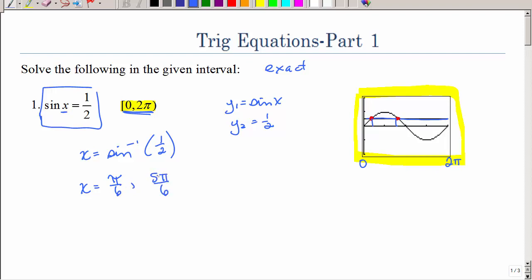If you punched it into your calculator in radian mode, you're going to get some yucky decimal. Don't want that. But if you put your calculator in degree mode and you punch that in, your calculator is going to say 30 degrees, which you could change to pi over 6. But your calculator is only going to give you this one. You have to know that sine is also positive in quadrant 2. So it's a matter of memorizing your unit circle and knowing the algebra.